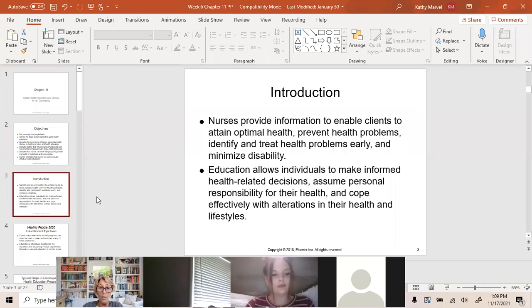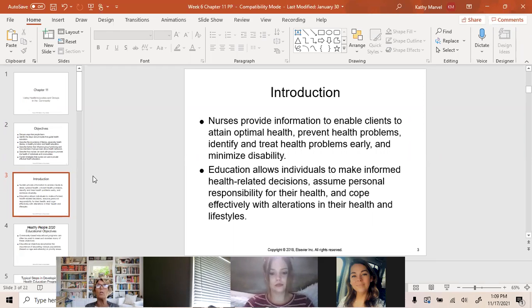Okay, so we know that nurses provide information to enable clients to attain optimal health, prevent health problems, identify and treat health problems early, right? And minimize disability. We know that education plays an incredibly important role in community nursing. Well, nursing in general, but especially community nursing. Okay, so with the education, which is one of our primary roles as a community nurse, right? With the education we give and provide that allows our patients, our clients, individuals to make informed decisions, right? Assume personal responsibility for their health and cope with illnesses should they arise.